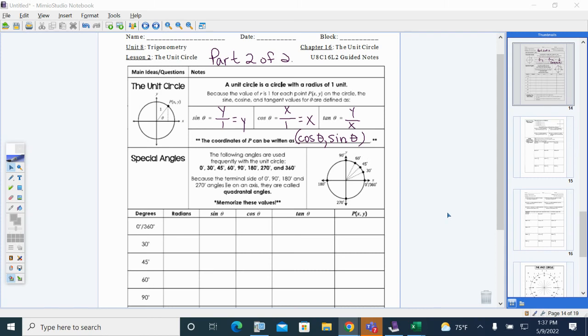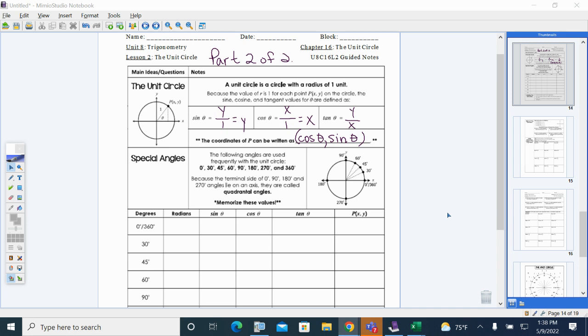This video is on Unit 8, Chapter 16, the unit circle, Lesson 2, the unit circle, and this is the second video, so part 2 of 2. On the screen right now, I have a reminder that in a unit circle, the radius is 1, and sine of theta is y over the radius, which in a unit circle is 1, so that's equal to y. Cosine is x over r, and because the radius is 1, it becomes x over 1, and you get x for the cosine, and then tangent, of course, is y over x.